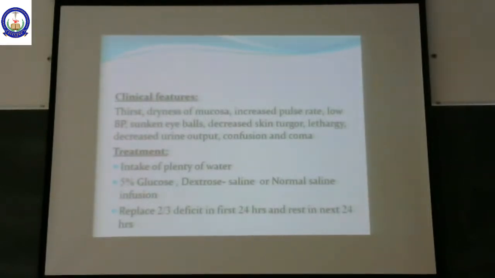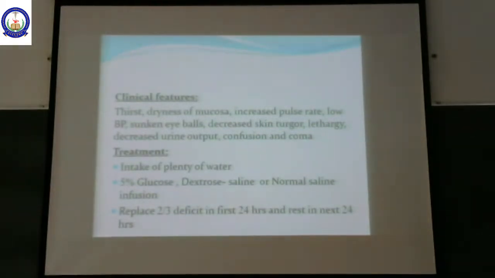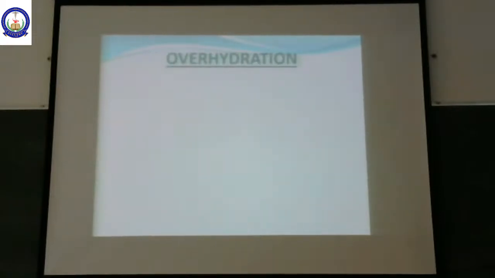So what is the treatment for it? Anytime there is dryness of water, you ask them to take plenty of water. If the condition is serious, like decreased urine output is there, confusion is there, they will need 5% glucose, dextrose, saline or normal saline infusion, and the total deficit should be replaced, two-thirds in the first 24 hours and the rest in the next 24 hours. So you should not overload them with a lot of fluids. Gradually you should give them what is necessary: in the first 24 hours only two-thirds will be replaced, and in the next 24 hours the one-third will be replaced.